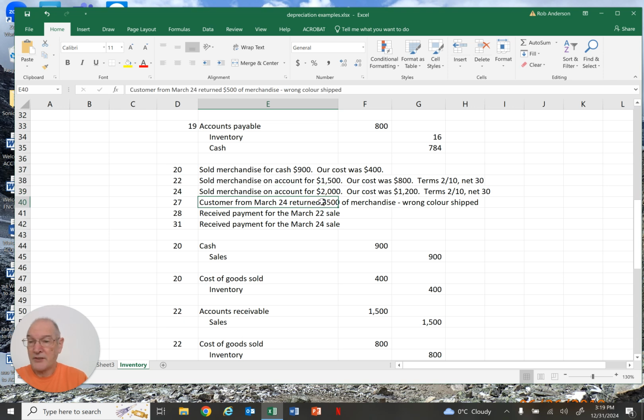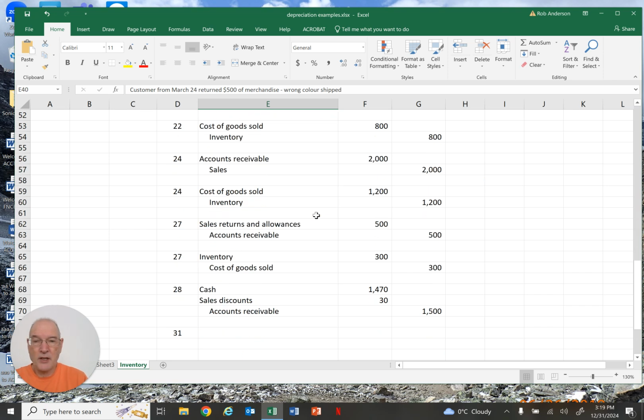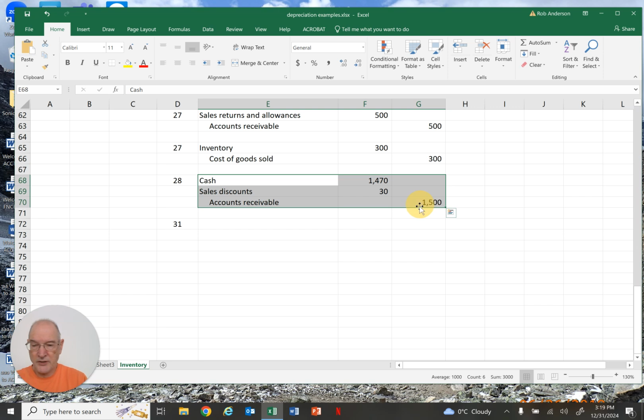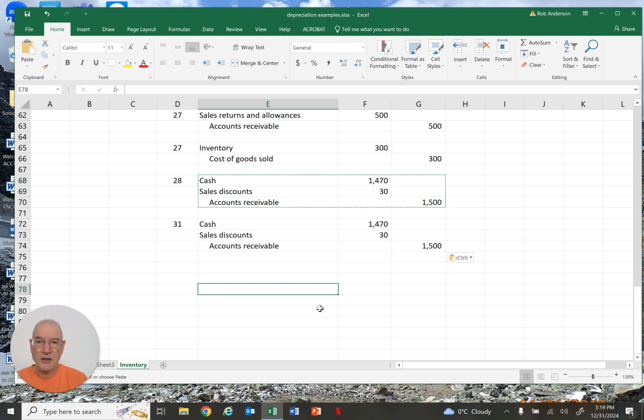So let's get our money from them, and they're going to give us $1,500 less the 2% discount. Now, coincidentally, it's all the same numbers as the previous example. 1,500 times 2% being 30. So lucky us, we can simply take this and copy it here because it's the exact same amount.